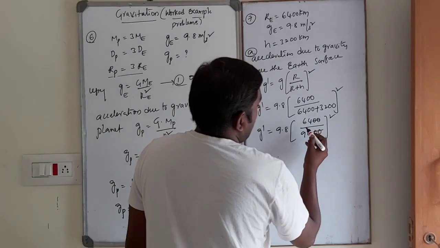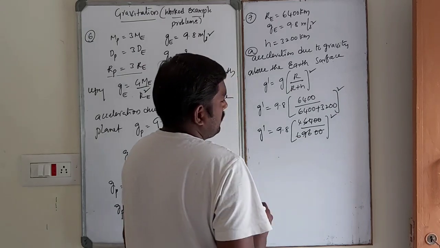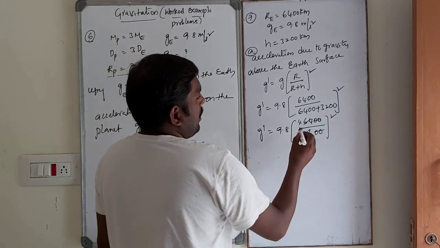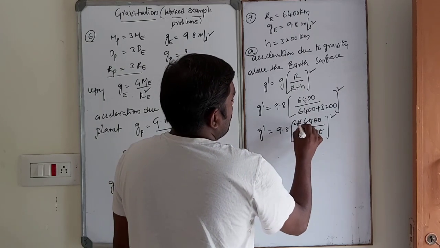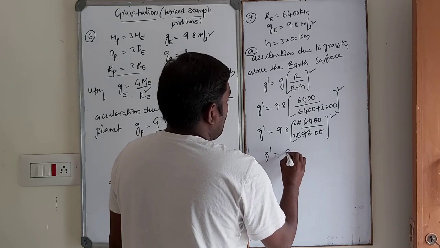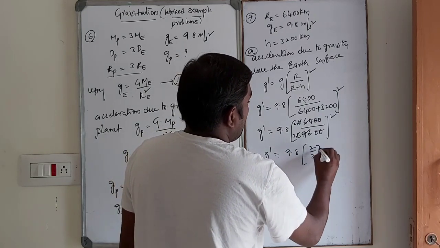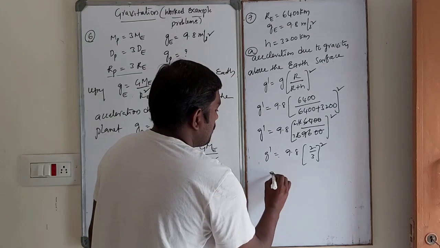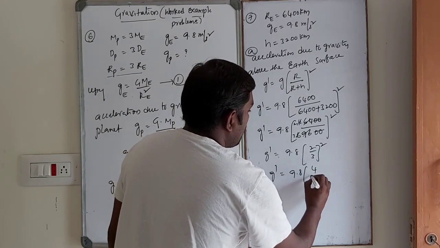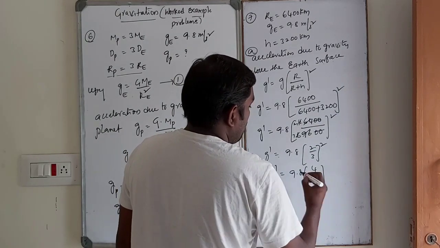So cancellation: 16 fours are 64, 16 sixes are 96. And 2 twos are 4, 2 threes are 6. So g dash is equal to 9.8 bracket 2 by 3 whole square. So g dash is equal to 9.8 into 2 square, that is 4, over 3 square, that is 9.